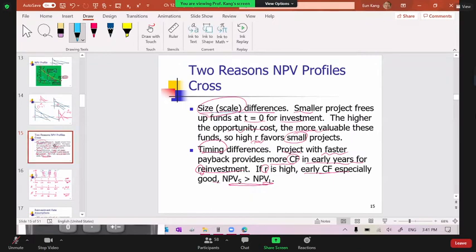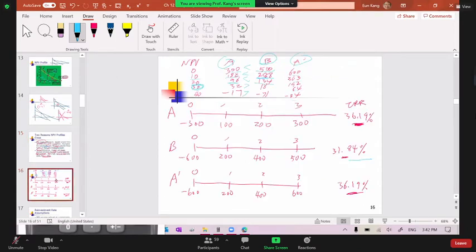That means the higher the opportunity cost, that means the higher the discount rate, the more valuable these funds. So high R favors a small project but high return project, like this. So when it is high, NPV of A is greater than NPV of B. But even though A prime is bigger than A, as long as the profitability is the same, no crossover. Okay? It's more about the return.